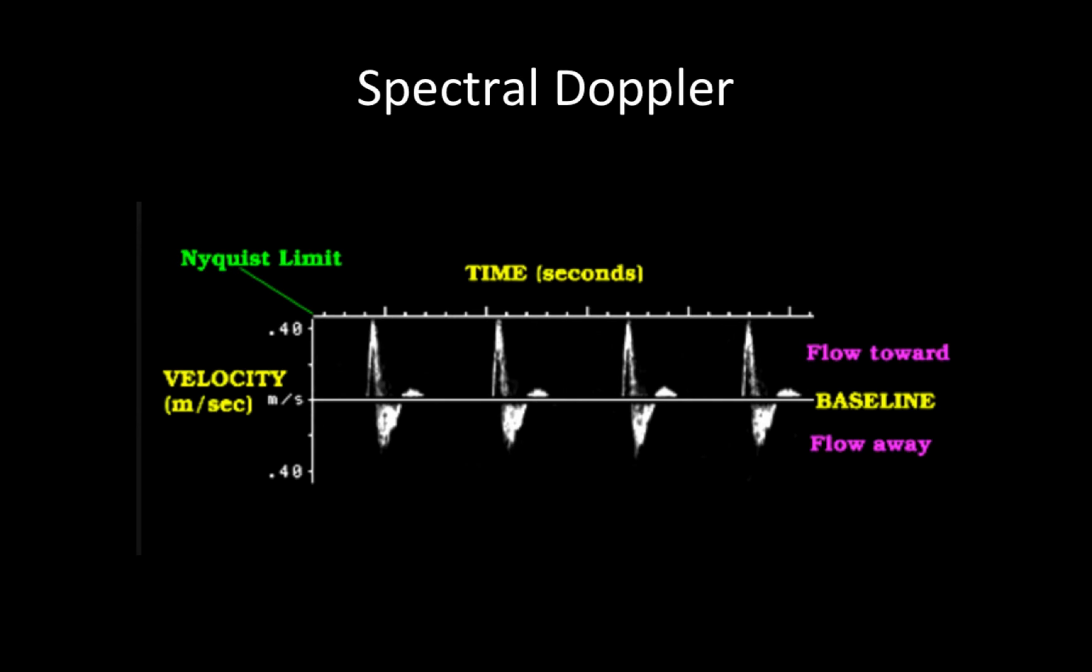Alright, so let's dive right into spectral Doppler. Spectral Doppler provides a graphical representation to plot the velocity of blood on the y-axis over time on the x-axis. Blood flow towards the probe is going to be represented by a positive deflection above the baseline, whereas blood flow away from the probe is going to be a negative deflection below the baseline.